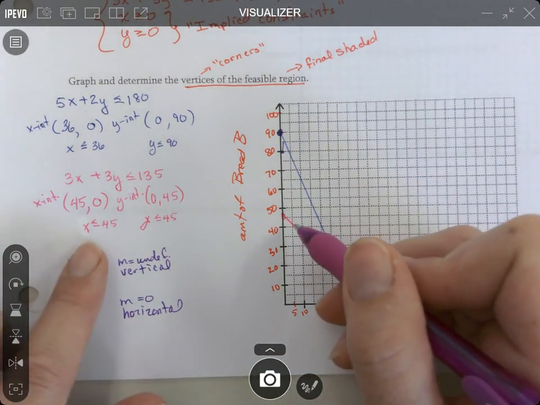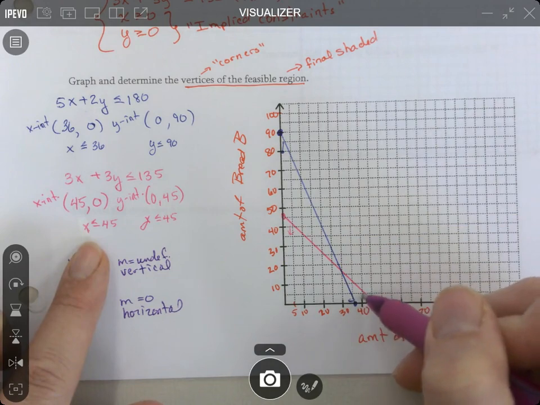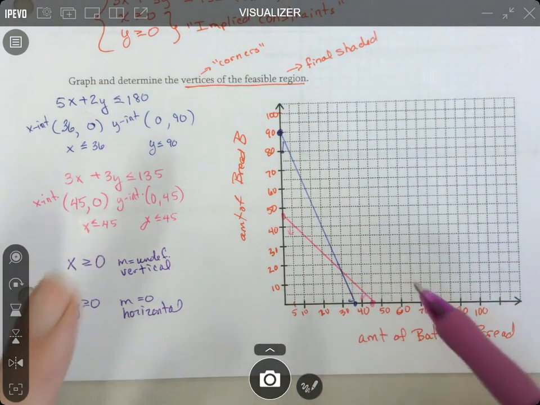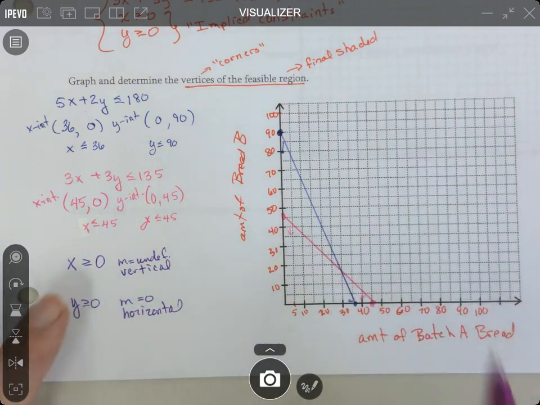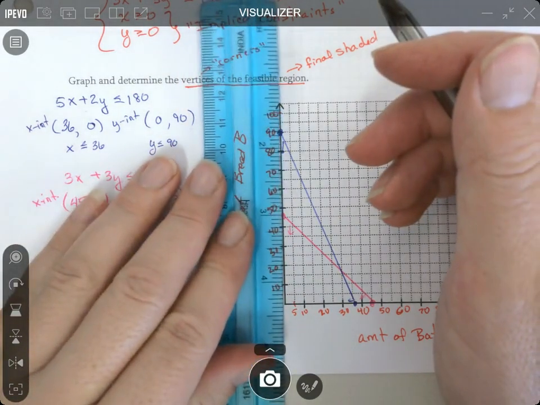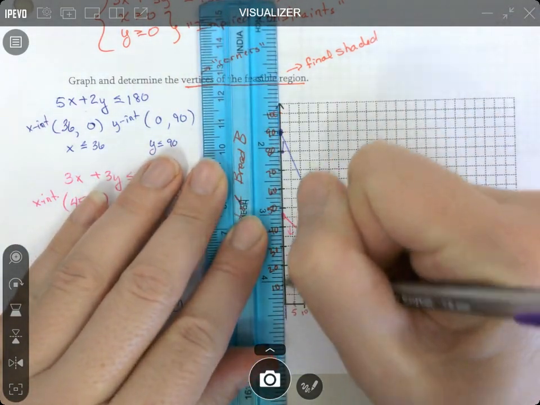Then I would shade both of these less than. So right now my shaded region is right in here. You can use highlighters or colored pencils, shade everything and look for the overlap. And then I have my vertical line that's cutting through the x-axis at 0, and then keeping everything in the first quadrant.